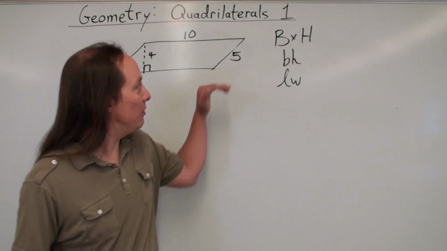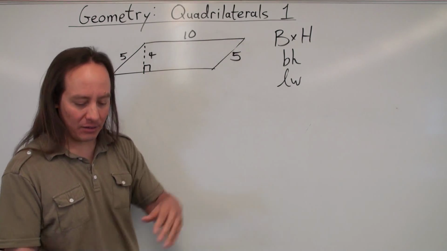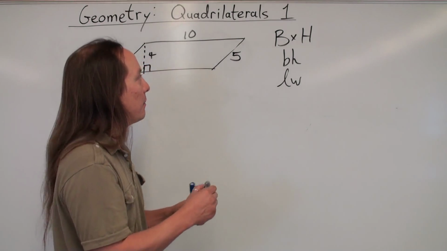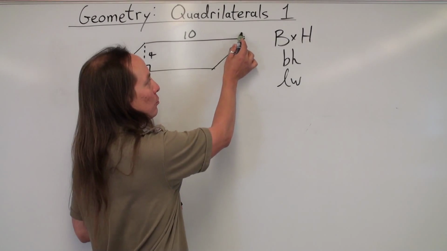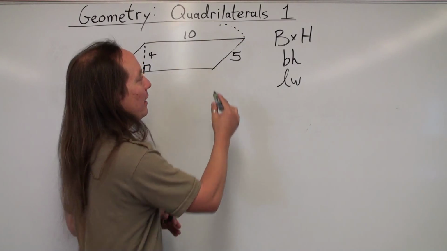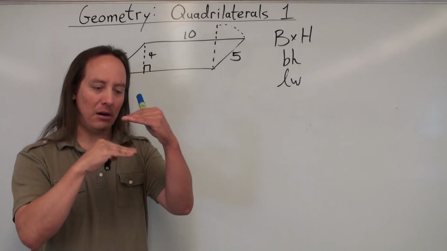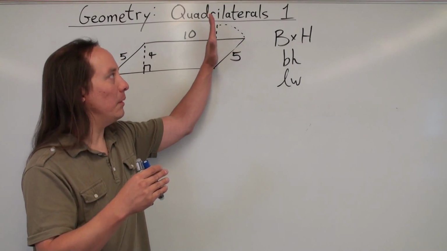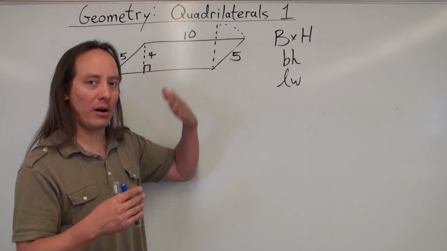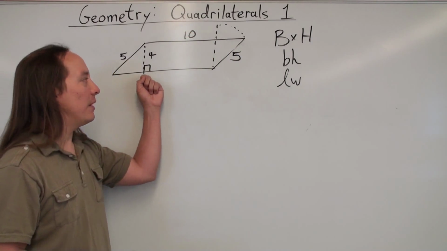We're not going to use these sides that are inclined or tilted over, because if I was to stand this 5 up, it would be a lot higher. It would measure more than the actual height of the parallelogram. So that's too high. We want to use one that's straight up and down.